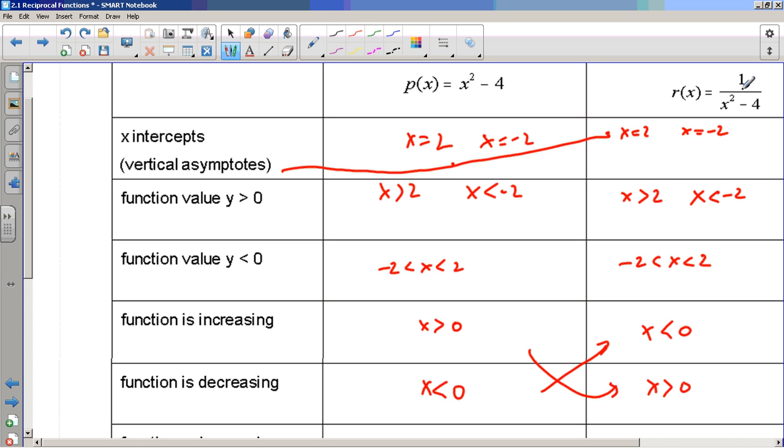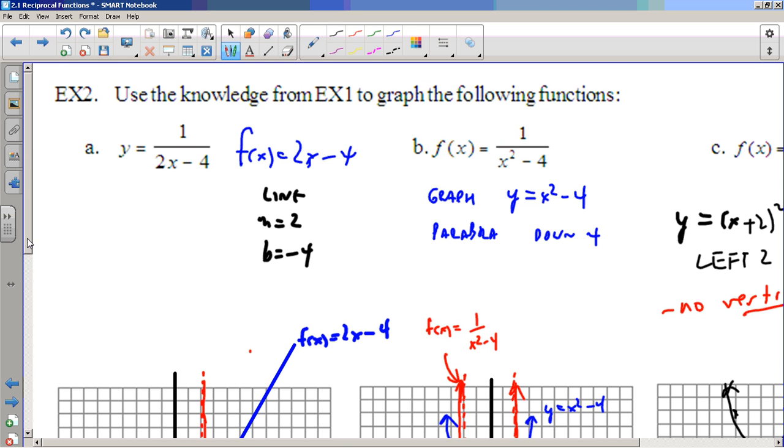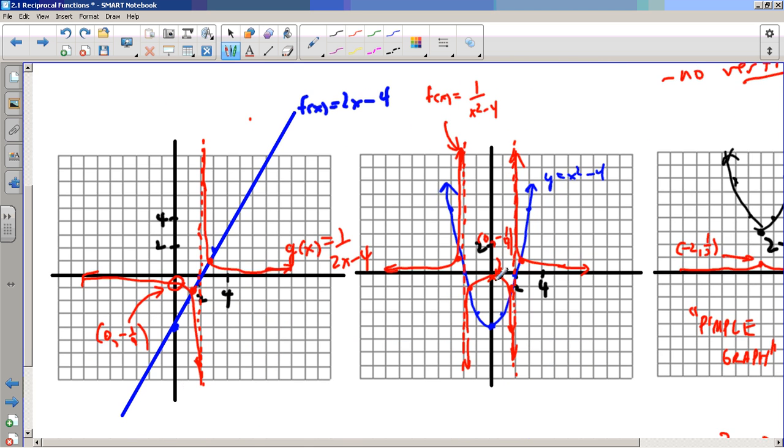This one was increasing for x is less than 0. Let's have a look at that. X is less than 0. Yeah, going uphill, uphill. Then at that cutoff point, x equals 0, going downhill. Absolutely.